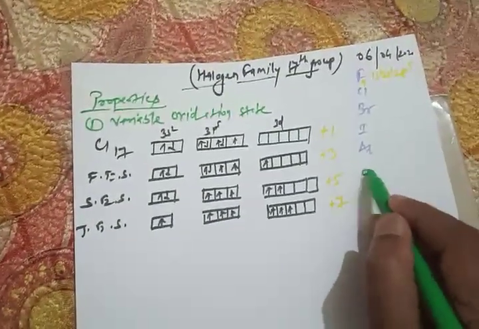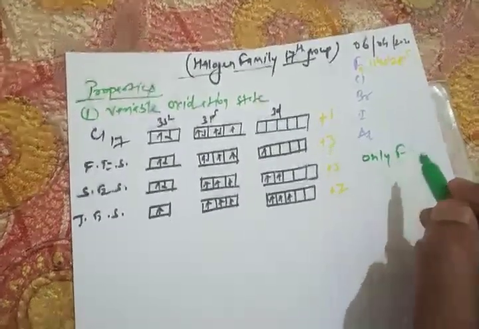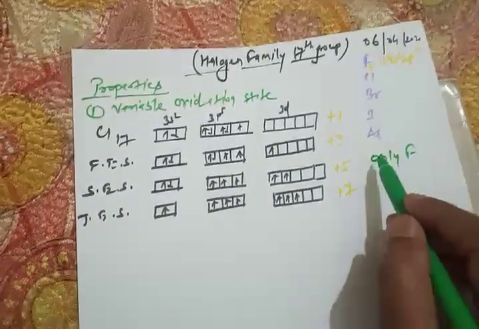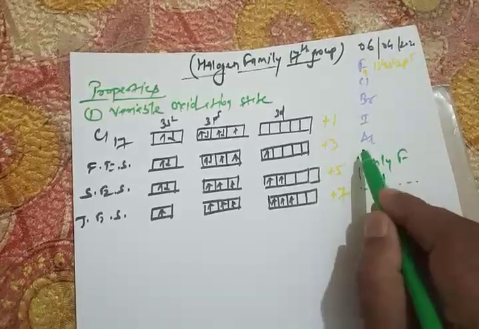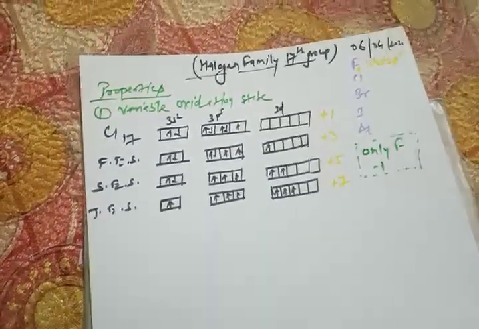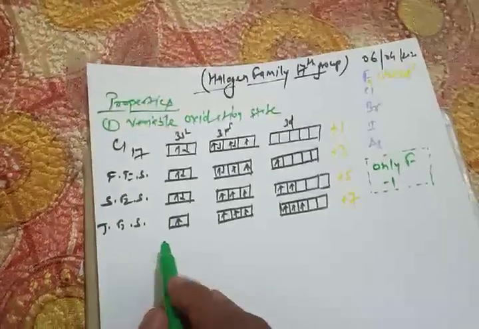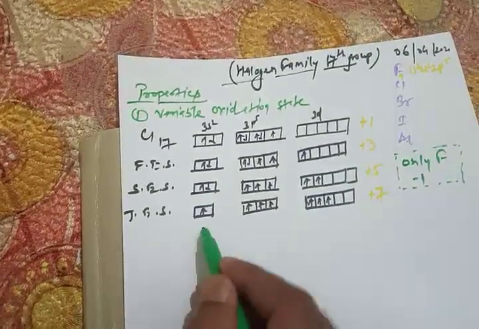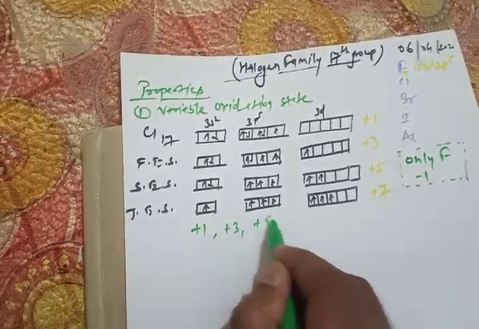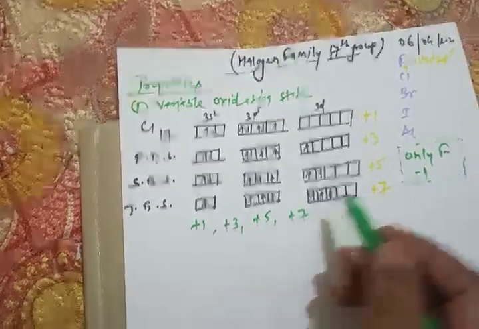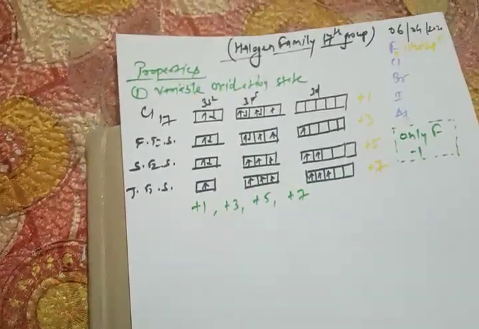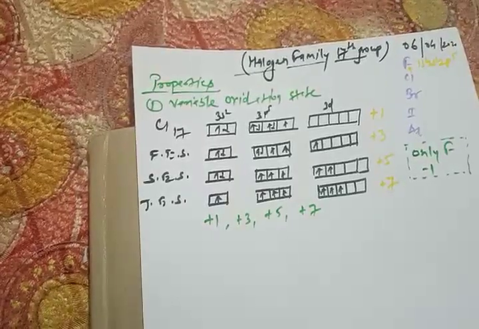Only fluorine, which is the most electronegative element, will show the -1 oxidation state. Only fluorine, every time, will show -1. The rest of the halogens will show +1, then +3, then +5, then +7. Only in the case of fluorine will it show -1. So this is the first property.